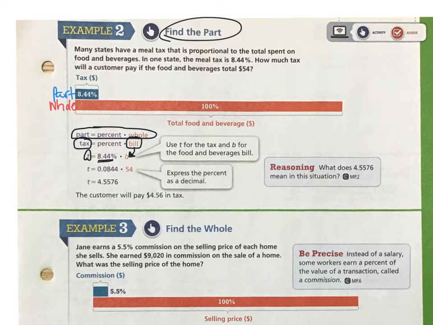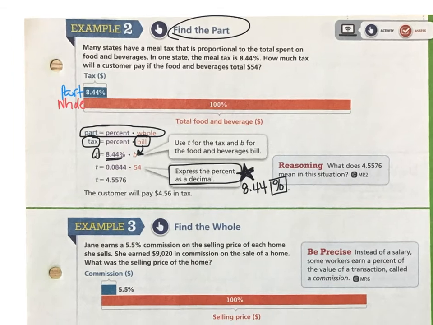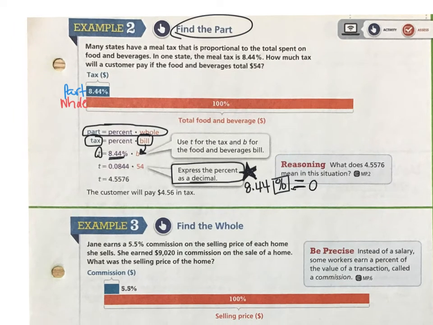Now, what we have to do is change that percent into a decimal. So this percent in the equation has to be written in its decimal form. And remember, we get that by taking that 8 4/100 and you can hit the percent key, which is the same as dividing it by 100 to get 844 ten-thousandths. The 54, remember, is the total amount spent on food and beverages. And multiplying those two numbers, the percent times the whole, will give you the amount of tax that is owed.